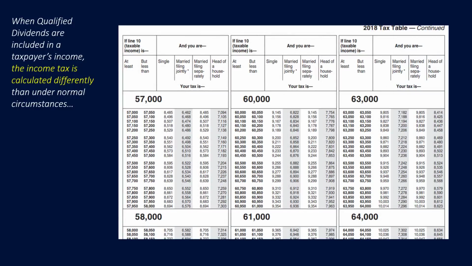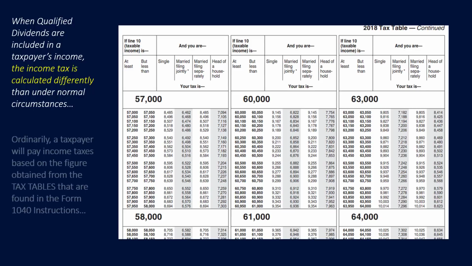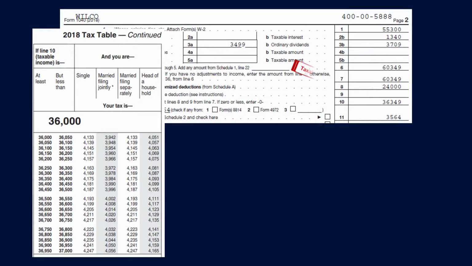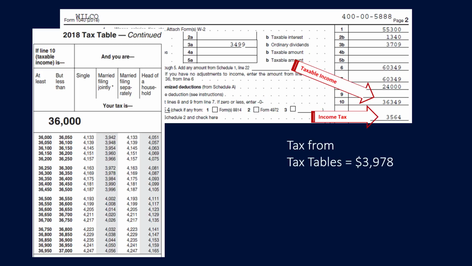When qualified dividends are included in a taxpayer's income, then the income tax is calculated differently than under normal circumstances. Ordinarily, a taxpayer will pay taxes based on the figure obtained from the tax tables that are found in the Form 1040 instructions. So if we have taxable income of $36,349, the income tax showing here is $35.64. Now remember, we have some qualified dividends, $34.99 on this tax return. So the tax from the tax tables is $39.78. The tax calculated on the return, $35.64. Why the difference?